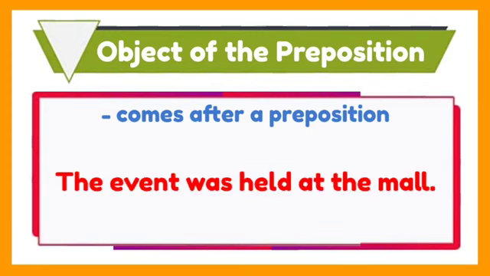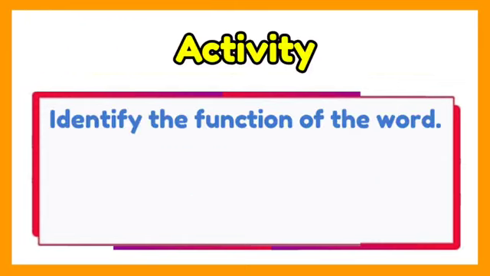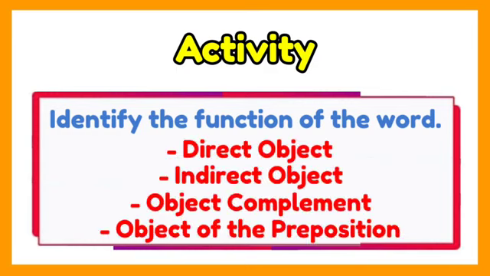Another one. The event was held at the mall. Let's find the preposition first. It is at. So, the object of the preposition in the sentence is mall. Is it understood? Now let us have an activity. Identify the function of the underlined word in each sentence. If it is a direct object, indirect object, object complement, or object of the preposition.